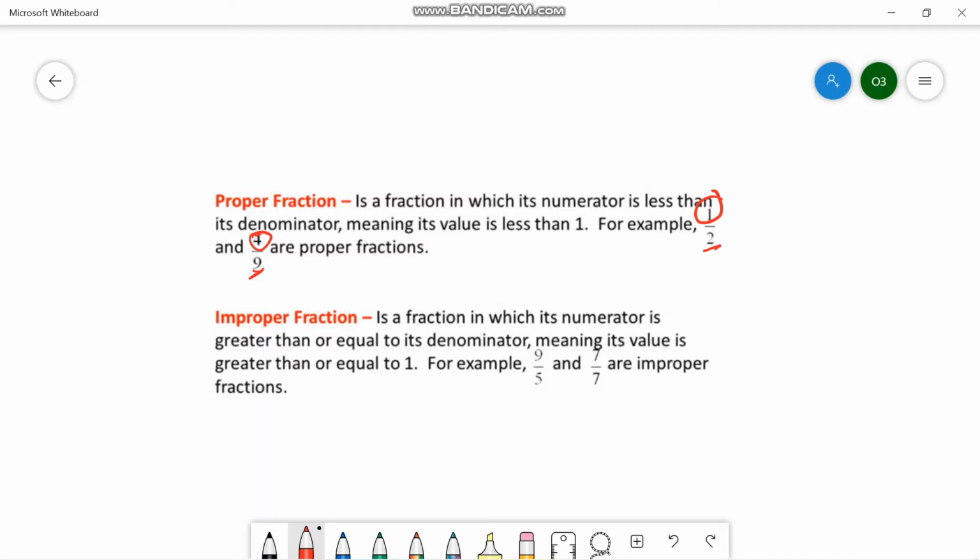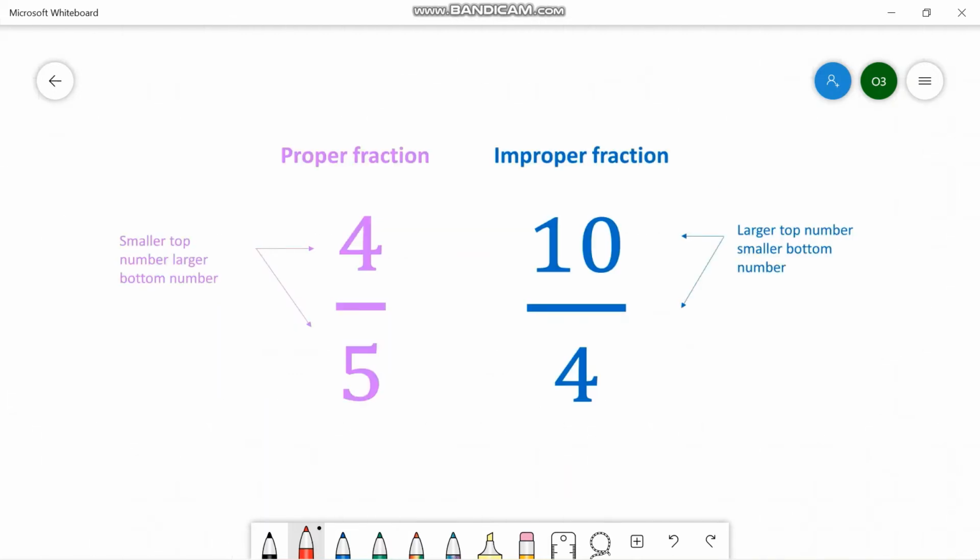What about improper fraction? It is a fraction in which its numerator is greater than or equal to its denominator, meaning its value is greater than or equal to 1. For example, 9/5 and 7/7 are both considered as improper fraction. As you see, 9 is bigger than 5 and 7 is the same with the denominator. So if you will see this kind of fractions, we categorize them as improper fractions.